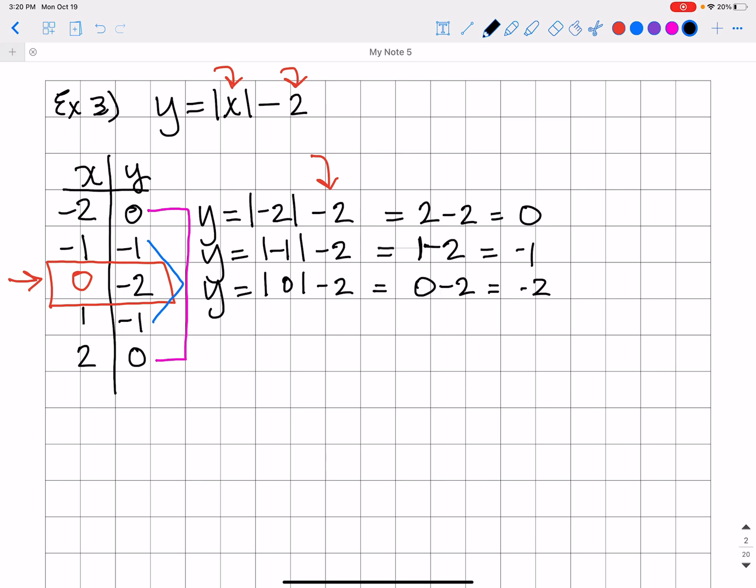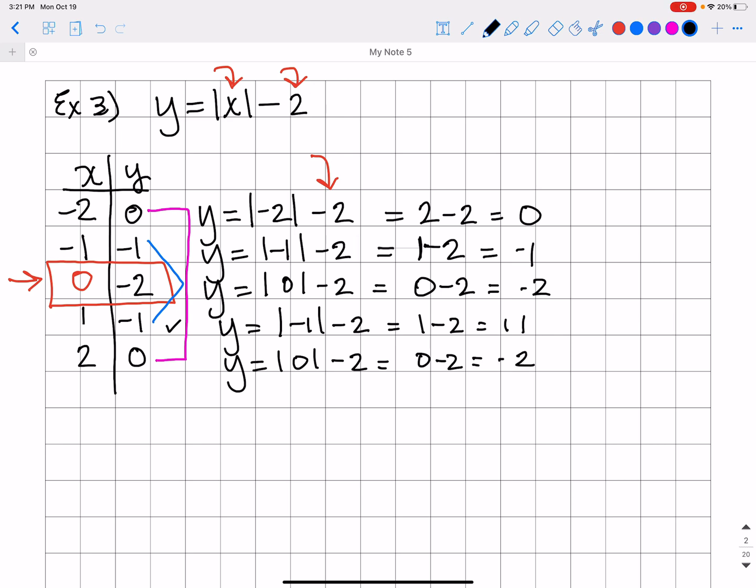But let's test it. So let's plug in -1. Well, the absolute value of -1 is 1. So 1 minus 2 is -1. That checks out right there. And then y equals, if I plug 0 in, 0 minus 2 equals -2.